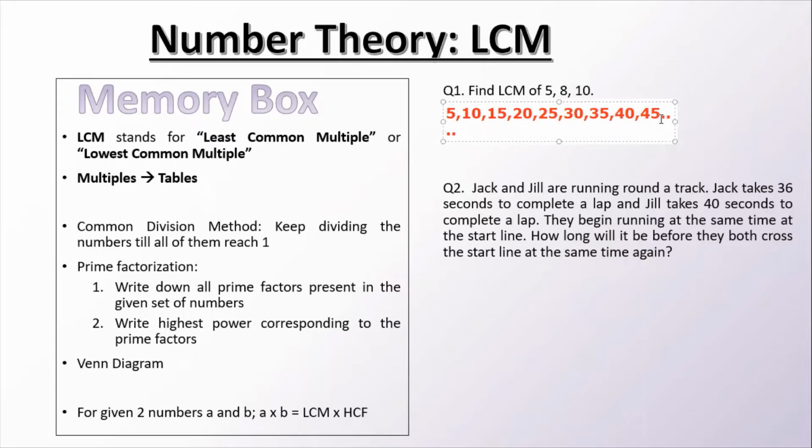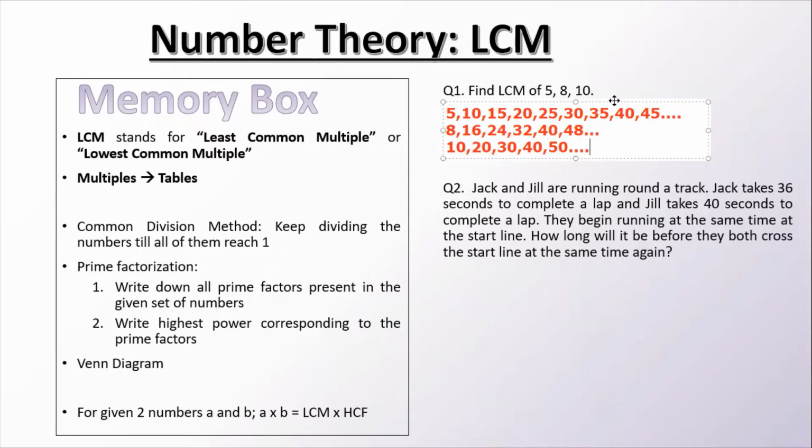Similarly, next thing that we'll be doing is we'll be writing multiples of 8. So multiples of 8 are 8, 16, 24, 32, 40, 48, so on and so forth. Next thing is we'll be writing multiples of 10. So multiples of 10 are 10 ones are 10, 10 twos are 20, 10 threes are 30, 10 fours are 40, 10 fives are 50, so on and so forth.